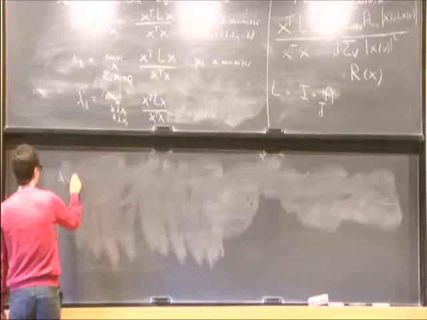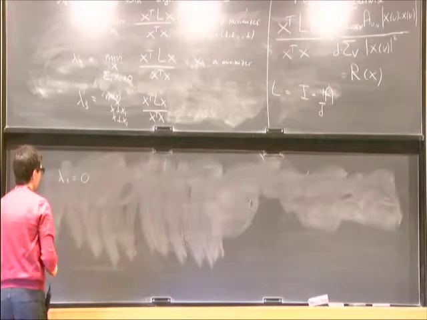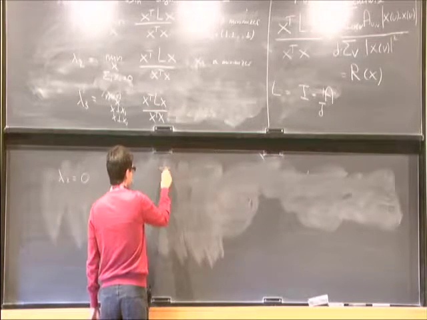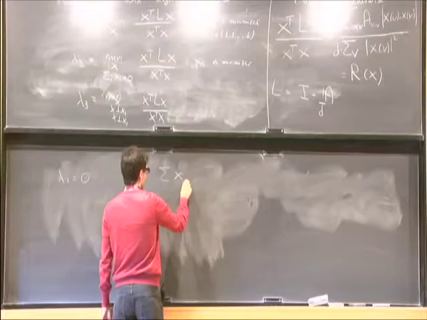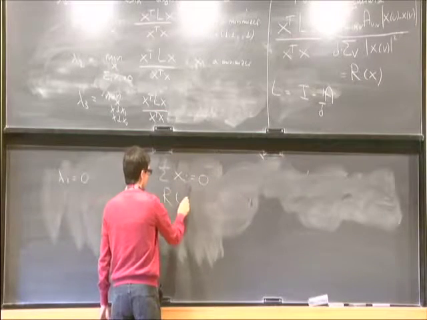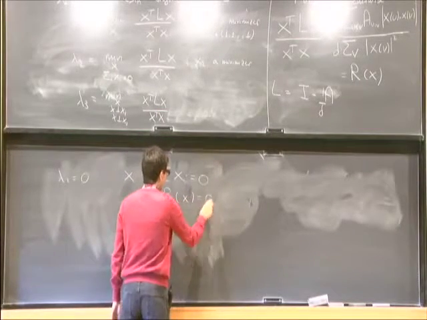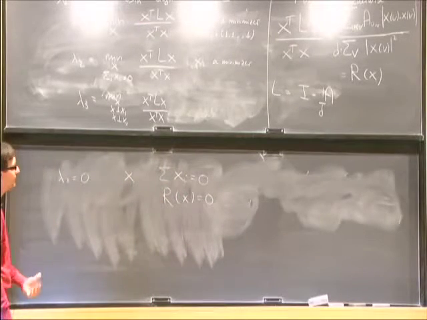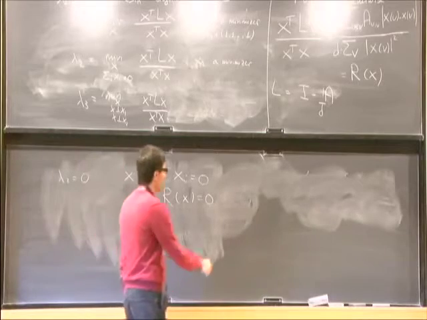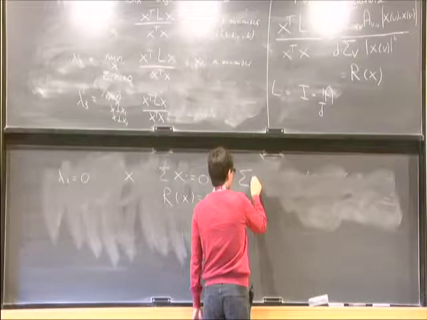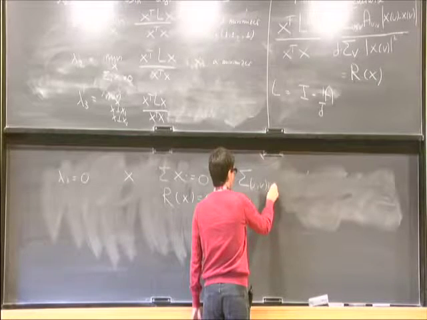So if lambda 2 is equal to 0, it means that we have some vector x whose entries sum to 0 and whose Rayleigh quotient is 0. But what does it mean for the Rayleigh quotient to be 0? It means that this summation is 0. Okay, so let's write it this way.